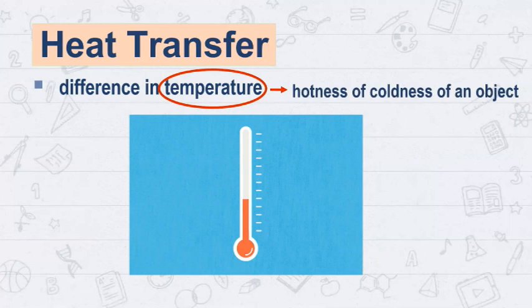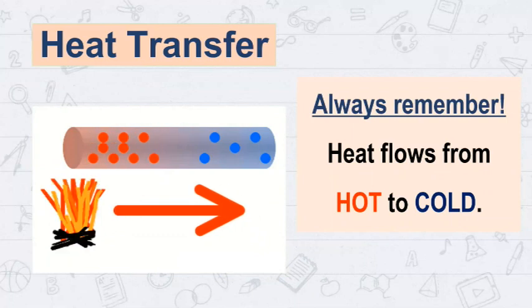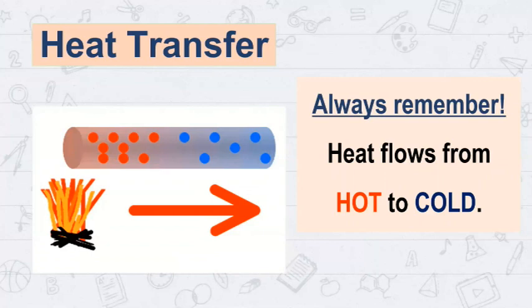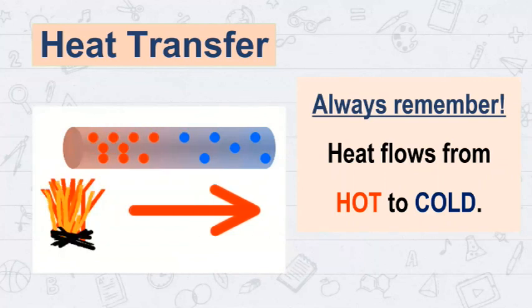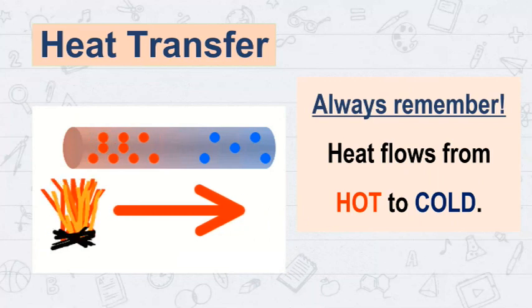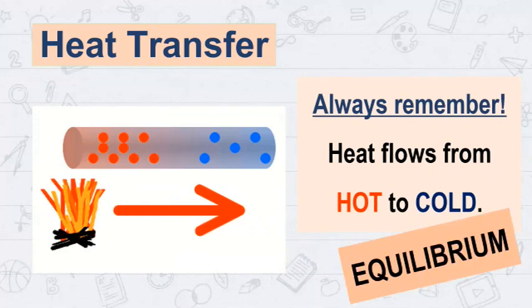Temperature is the hotness or coldness of an object. Consider this example. Heat travels to the rod, and as you can see, heat travels from hot to cold. This transfer of heat aims to achieve equilibrium, or a state where temperatures balance out.